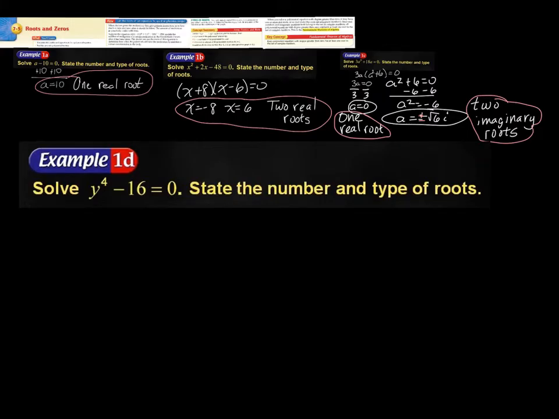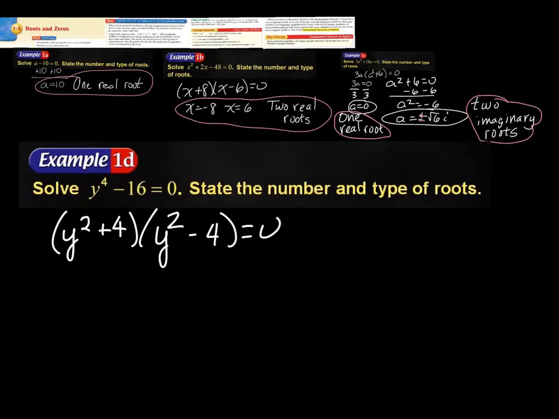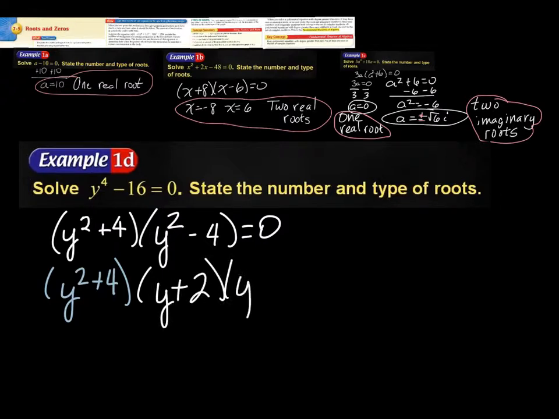This time I can see I have difference of squares because y to the fourth is a perfect square. Square root of y to the fourth is y squared. Oops, square root of 16 is 4, not 16. And y squared minus 4. Now, the first guy can't be factored anymore because, well, it's a sum. But this is a difference of squares, so I could factor that again to y plus 2, y minus 2. And that's all I can do with factoring.